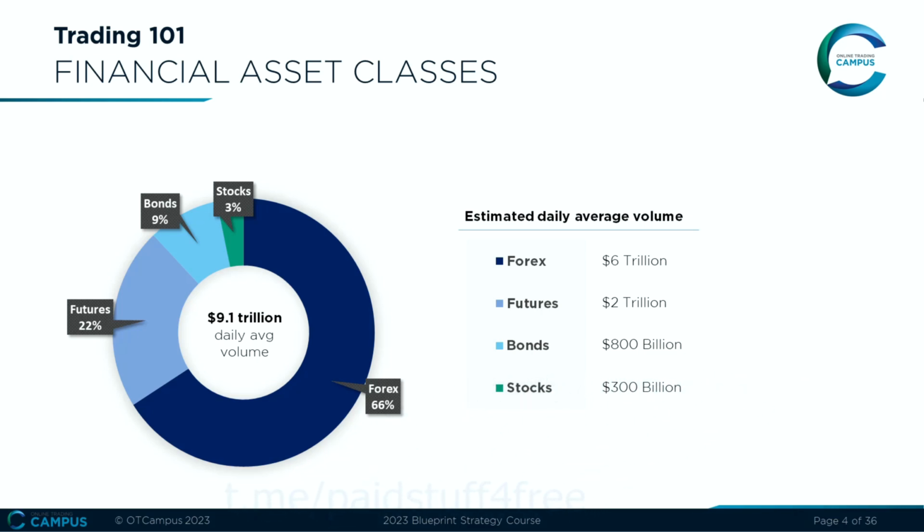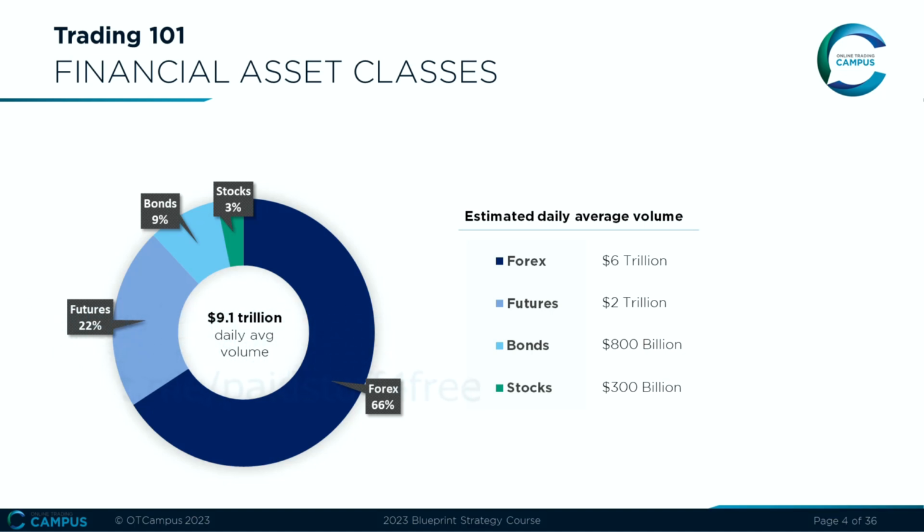Then the futures market is ranked at second place with around 1.5 trillion to 2 trillion of average daily volume. That would include futures contracts traded on exchanges such as the CME, the Chicago Mercantile Exchange, or the ICE, which is the Intercontinental Exchange. Then at the far end, you have the stock market's daily volume. That's around 200 billion to 300 billion US dollars of traded volume per day.